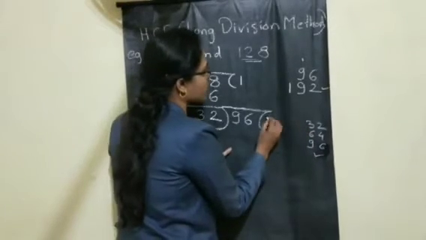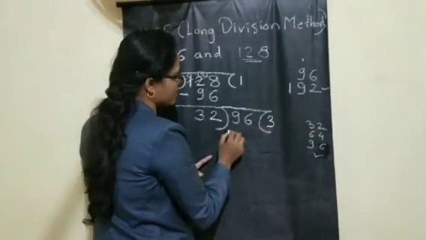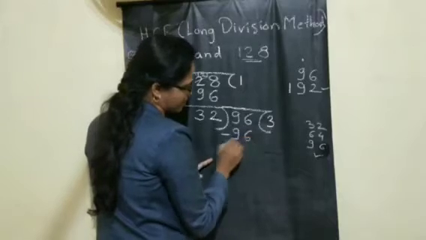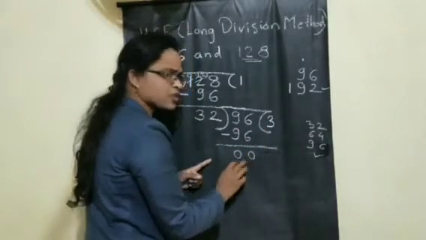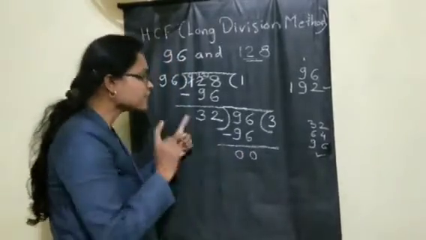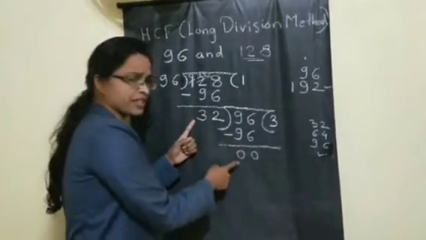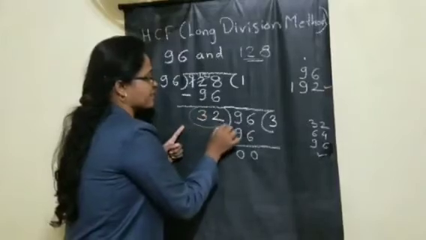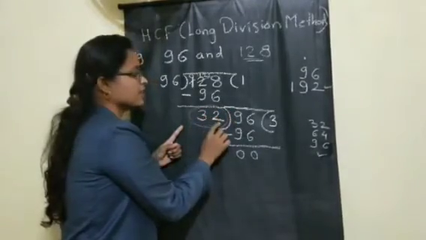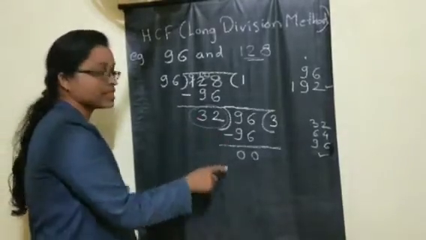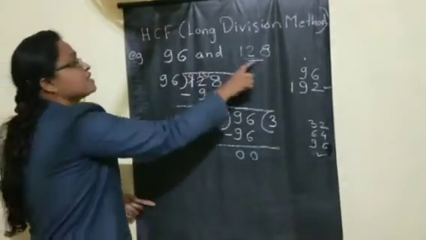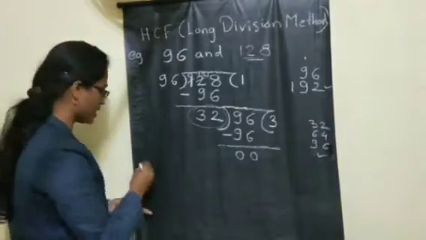So 32 times how much is 96? 3s are. So what do we have to write? 32 3s are 96. 6 minus 6 is 0. 9 minus 9 is 0. We got the 0, which means we can stop here now. By which number did we get 0 after dividing? By this divisor, that is 32. So that's why 32 is our HCF of 96 and 128.